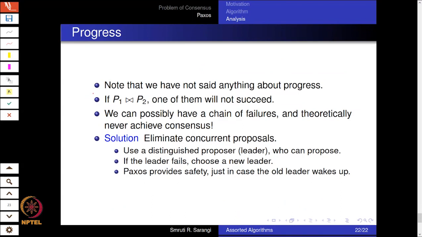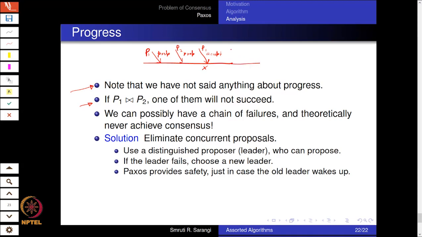is going to hold. So we have not said anything about liveness, which is the progress property. So let's assume P1 and P2 are concurrent, and we will show that there is a scenario where nobody will succeed. So consider P1 sends its prepare message, then P2 sends its prepare message, and assume P2.num is greater than P1.num. So then P1 comes with its accept message. The accept message will not pass phase 2 because of intervening P2, so it fails.